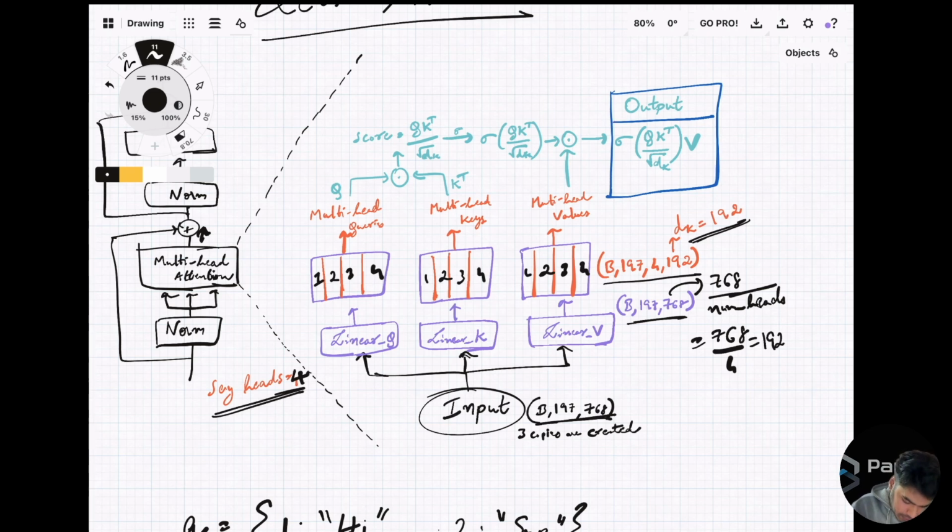Now, these are your multi-head queries. These are your multi-head keys, and these are your multi-head values, the output of this dimension after splitting it into multiple heads. This gets multiplied by the transpose of this, that is QK transpose, divided by root dk, to give us the score. These are what we call attention scores.